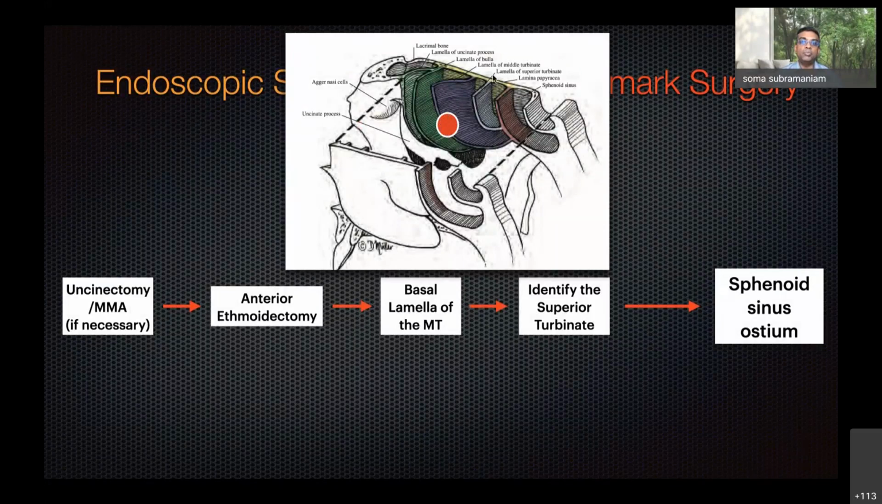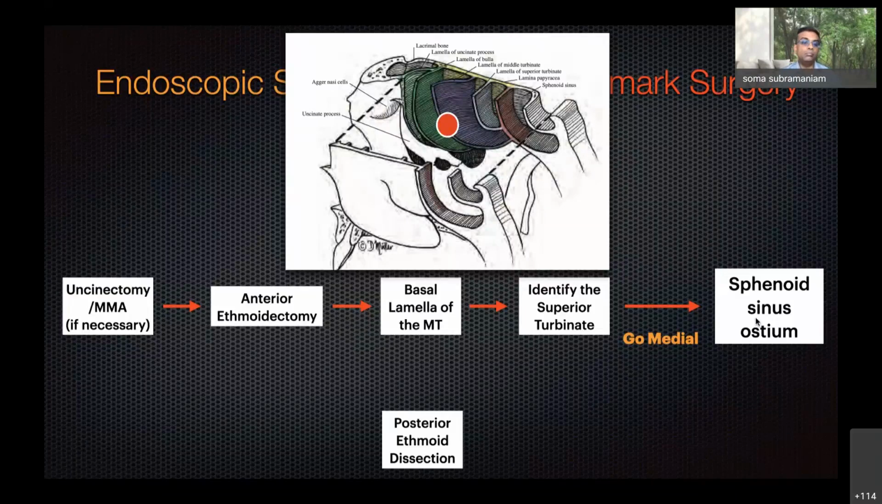So this keeps you away from the orbit and it keeps you away from the skull base. And the next step then is to identify the superior turbinate. And always remember that you want to stay medial to the superior turbinate. And what are we talking about? This is the sphenoethmoidal recess, which is where the sphenoid ostium is located. So always do this for every case and you will stay out of trouble.